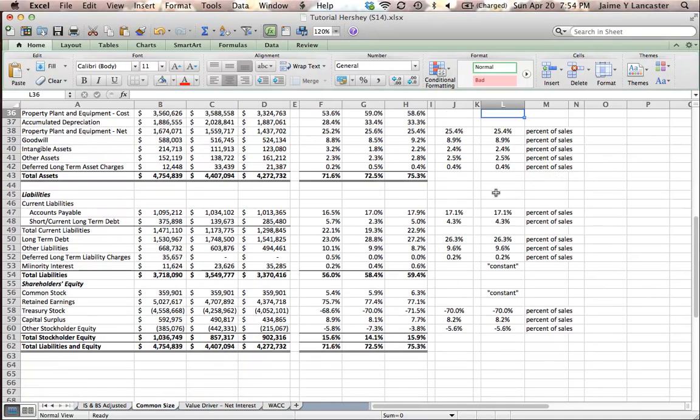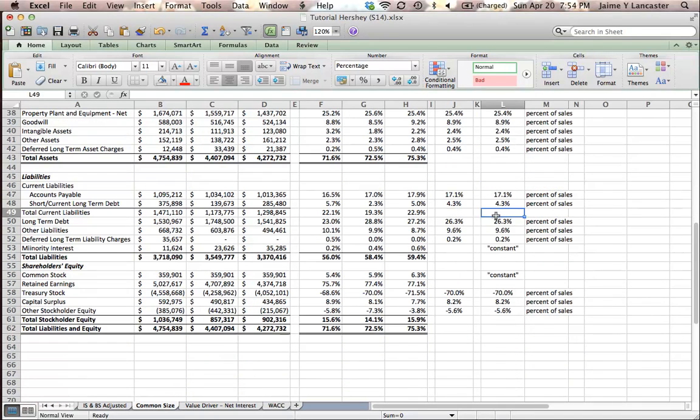Then down below on liabilities and equity, we don't need total current liabilities because we forecast accounts payable in the short-term portion of the debt and any other little ones that you have, right, that I don't. We add those together to get total current liabilities. We forecast long-term debt, other liabilities, deferred long-term liability charges, and then we hit this thing called minority interest.